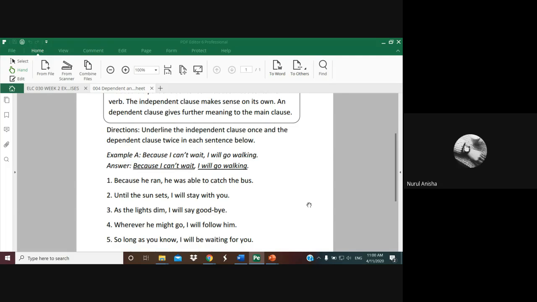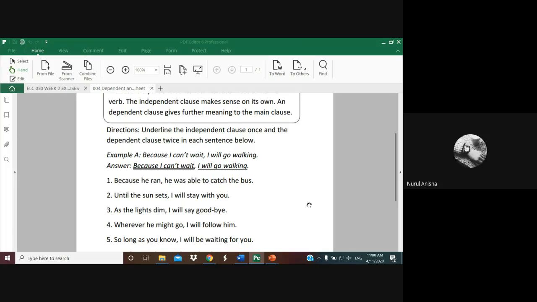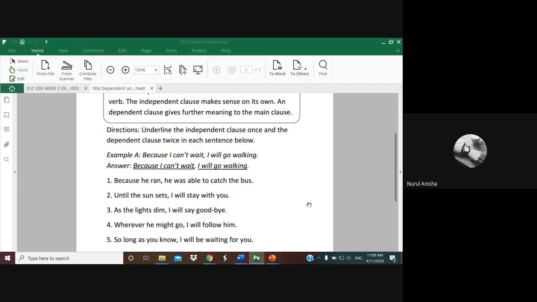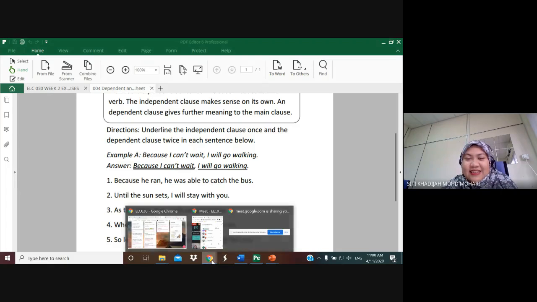All right. Number 2. Until the sunset, dependent, I will stay with you, independent. Very good. Excellent. Number 3. As the light dims, dependent, I will say goodbye, independent. Very good. Excellent. Yes, Anisha.